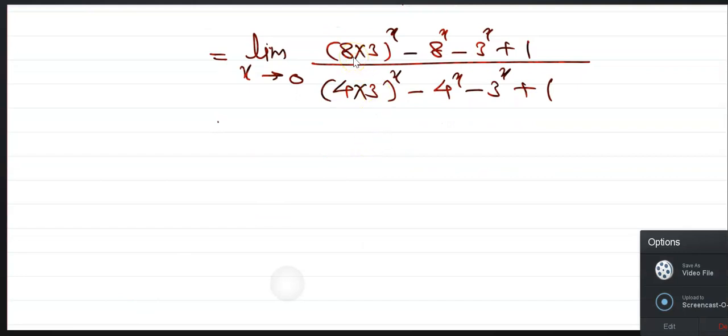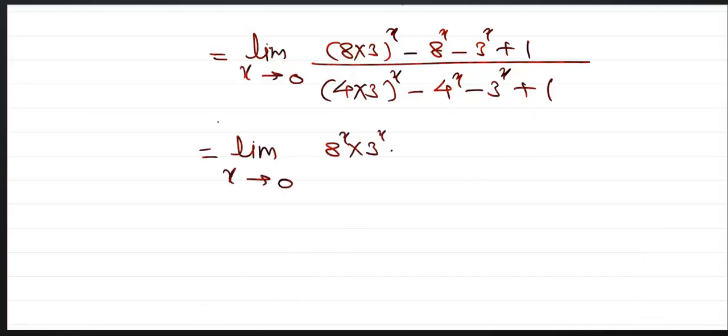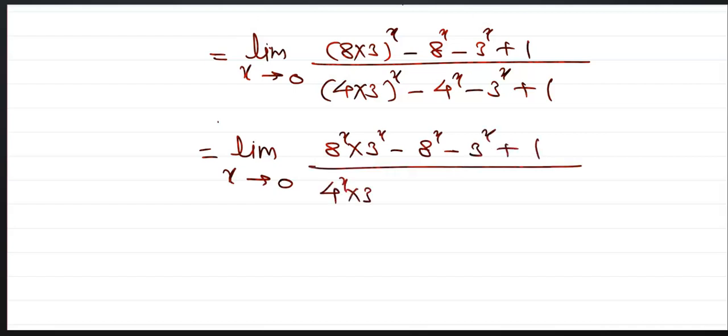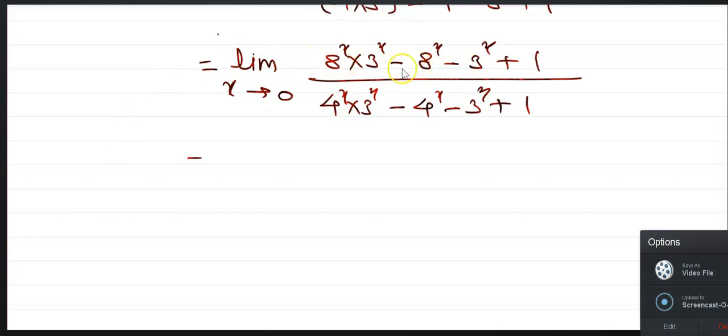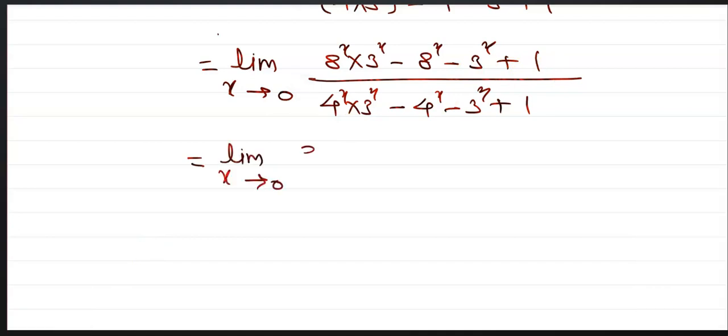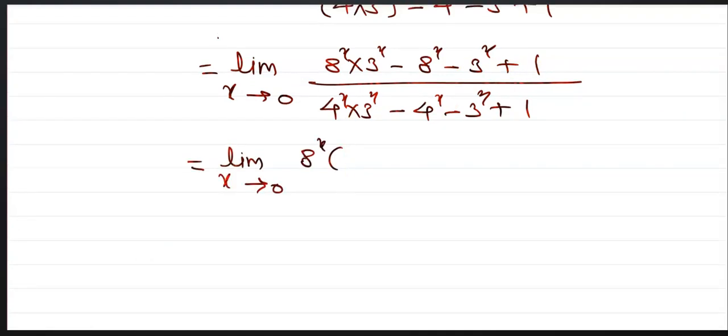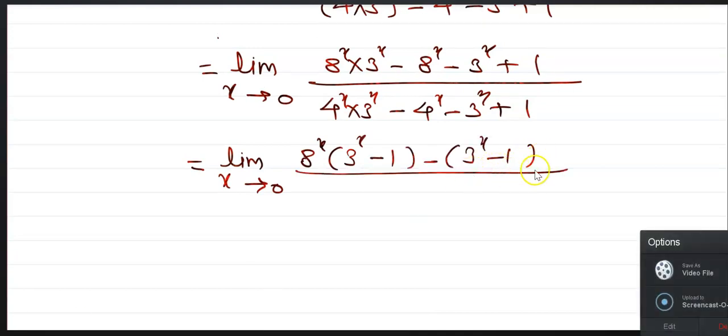Now it is written like this. 24 means what? 8 into 3 bracket raised to x minus 8 raised to x minus 3 raised to x plus 1 upon 4 into 3 bracket raised to x minus 4 raised to x minus 3 raised to x plus 1. Now from these two, numerator and denominator, we will take the common factor. That is, 8 raised to x is common from here and the minus sign is common from here. That is limit x tends to 0 of 8 raised to x in bracket 3 raised to x minus 1 minus in bracket 3 raised to x minus 1, and from the denominator we will take 4 raised to x as common.